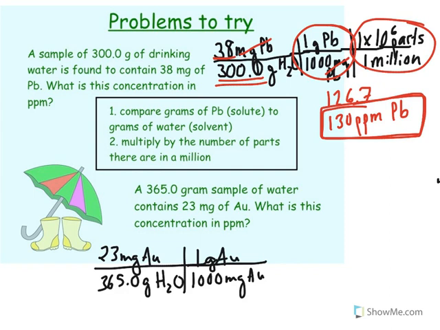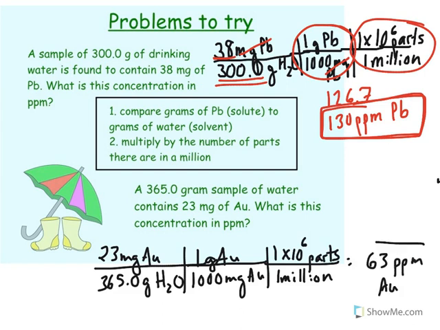And then the final step, multiply by the number of parts there are per million. And for this we get 63 parts per million of gold. Right? We'll do some more problems in class, but hopefully you're comfortable with these. So we're going to do some more practice when I see you in class, though.